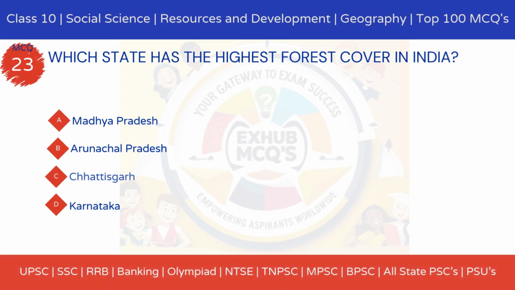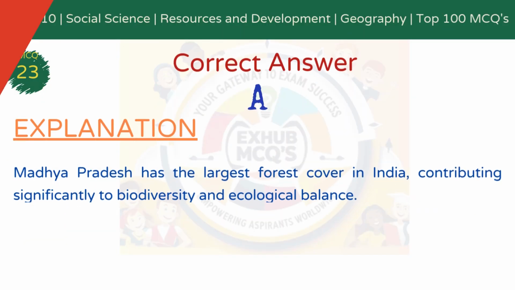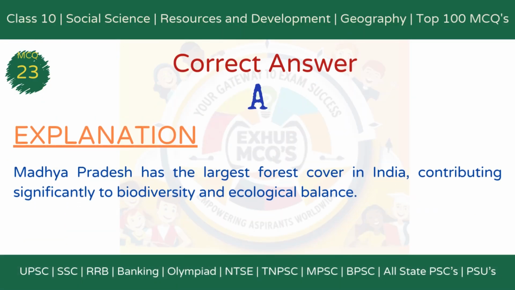MCQ 23. Which state has the highest forest cover in India? Option A, Madhya Pradesh. Option B, Arunachal Pradesh. Option C, option D, Karnataka. The correct answer is option A, Madhya Pradesh. Explanation. Madhya Pradesh has the largest forest cover in India, contributing significantly to biodiversity and ecological balance.